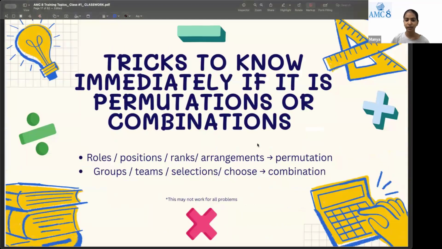So here are some tricks to know if it's permutations or combinations. Usually if it's permutations, it'll be about roles or positions or ranks, or it will clearly say arrangements, such as the problem where you have to give 3 students gold, silver, and bronze. But for combinations, it's usually groups, selections, teams, or it will say choose. So these words, arrangements and choose, are most likely pointed out. But once again, this may not work for all of these problems.